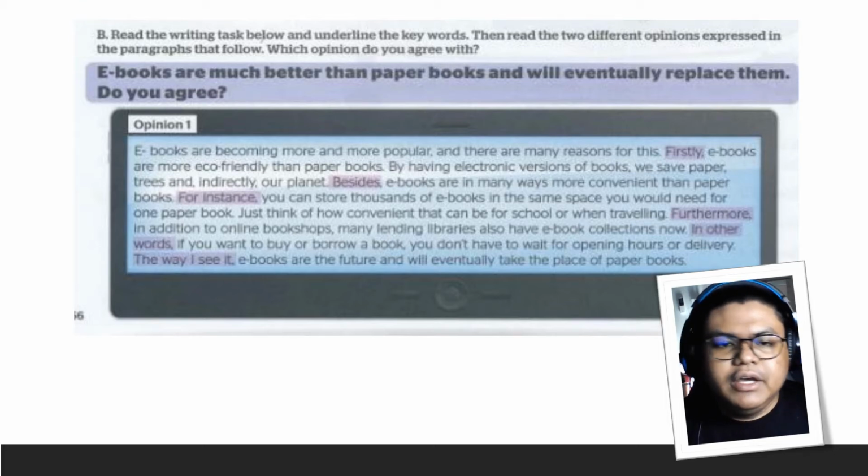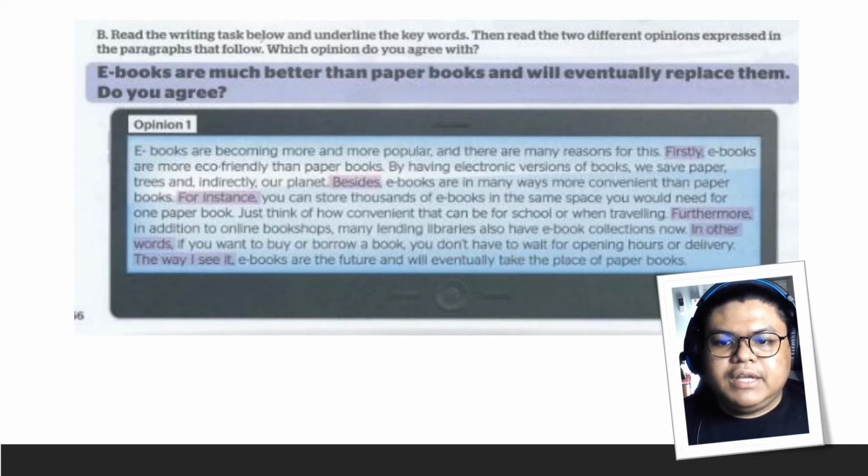If you agree, then you say that you agree and you give all of the advantages. Contohnya macam opinion number 1. Ebooks are becoming more and more popular and there are many reasons for this. Firstly, ebooks are more eco-friendly than paper books. By having electronic versions of books, we save paper, trees, and indirectly our planet.